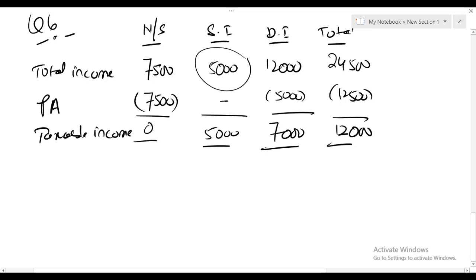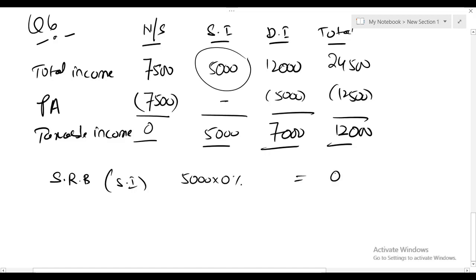So savings income is 0, or non-savings income is 0. We have to first tax the savings income. The entire savings income falls in the starting rate band. So for the starting rate band, savings income, 5,000 into 0% comes to 0.